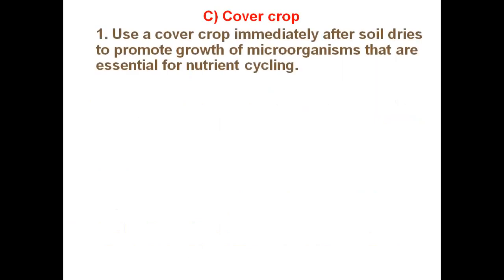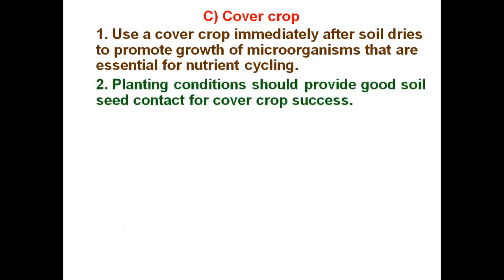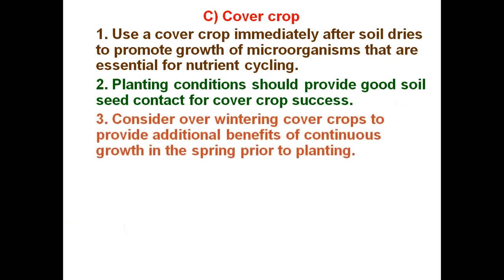Then cover crop. We can use the cover crop immediately after soil dries to promote the growth of the microorganisms which are essential for nutrient cycling. Planting conditions should provide good soil seed contact for cover crop success. Whatever cover crop is cultivated, the planting conditions should provide good soil seed contact to have successful cover crop growth. Consider a wintering cover crop to provide the additional benefit of continuous growth in the spring prior to planting.